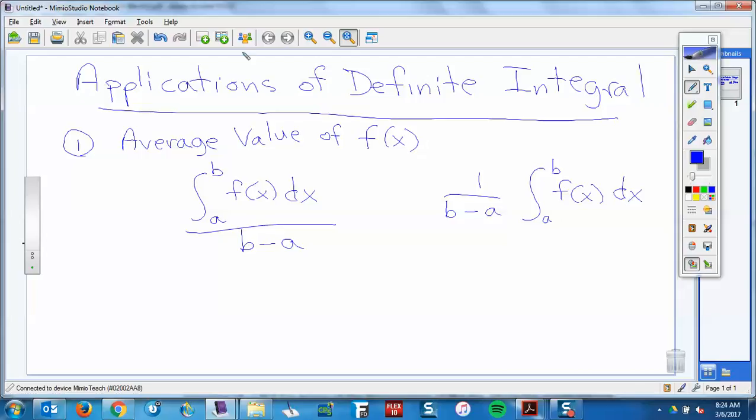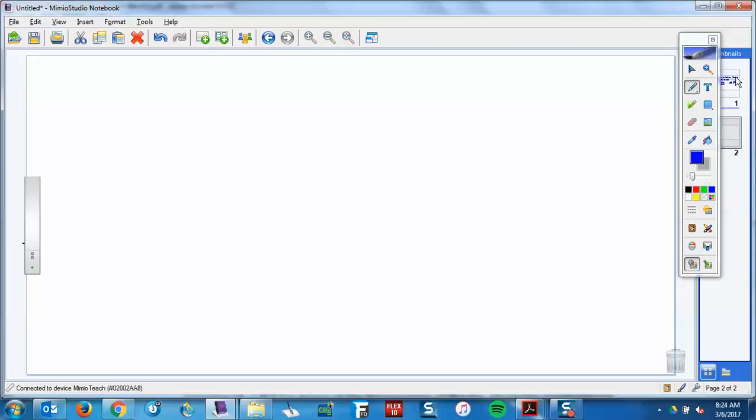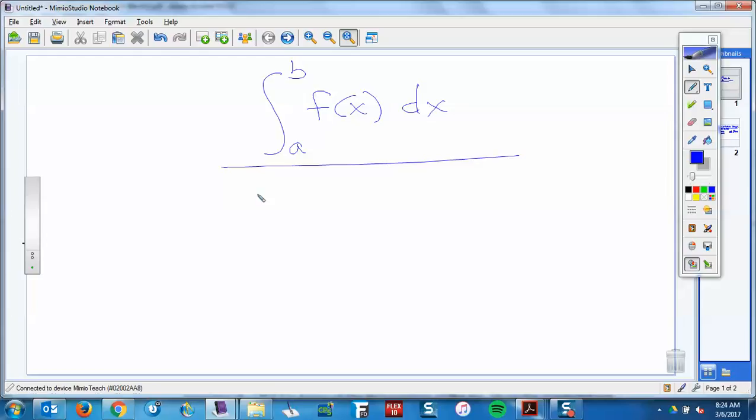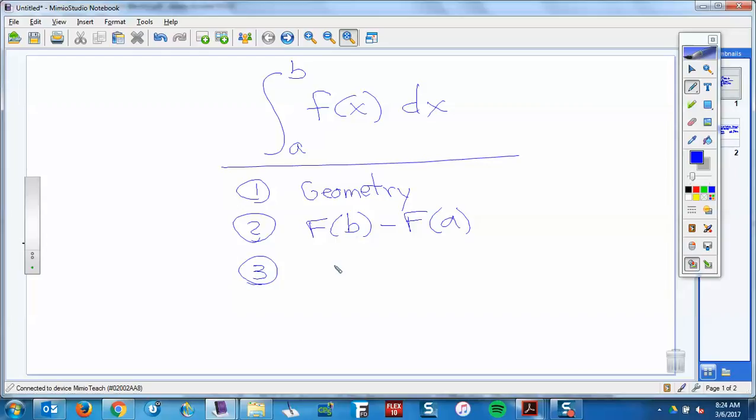And then I guess I should back up one here and remind you, you don't need to write this down, but when we have a definite integral, we have 3 different ways we can do that. We can do it with geometry, which is hardly ever the way we do it, or the fundamental theorem, or the last one, approximation, which would be lefts, rights, midpoints, trapezoids, right?